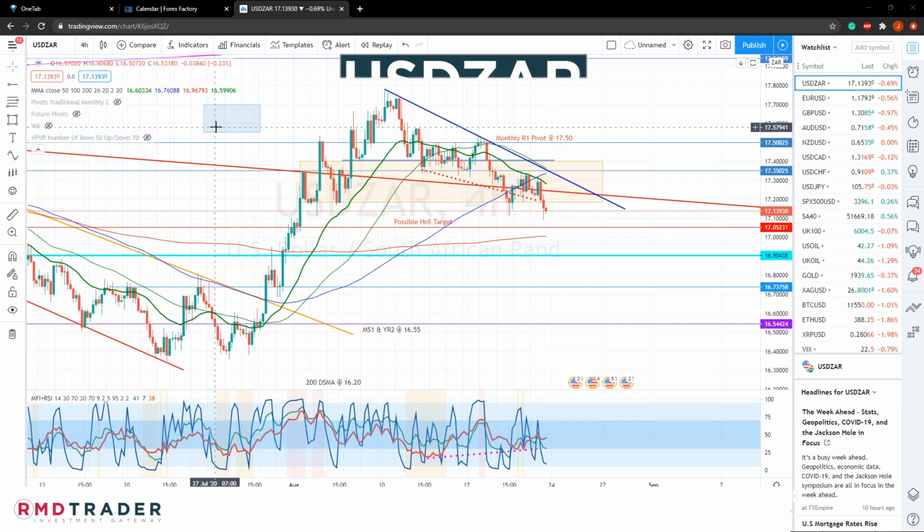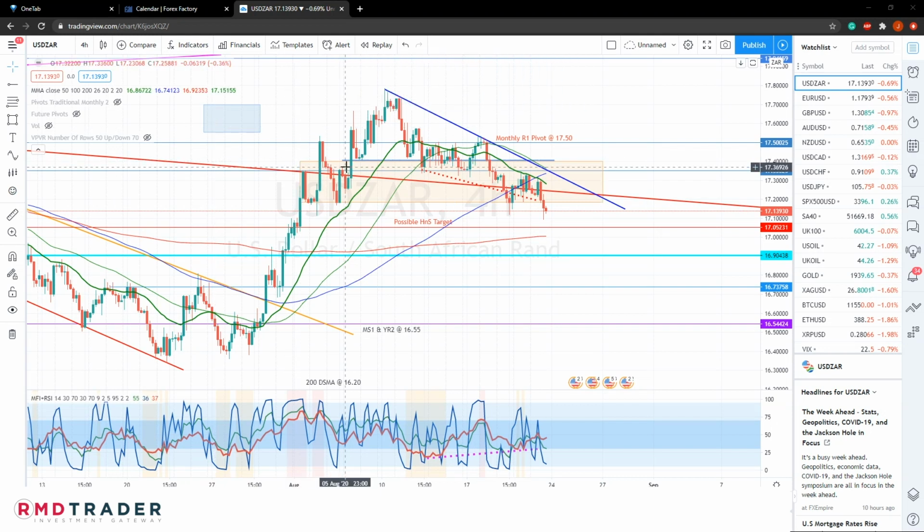Starting off the week with the US dollar to South African rand. We can see that the area that was previously our support area at 17 rand 35, and also the area between that and 17.40, used to be our area of support, and that area has now turned into resistance. As we can see, we have these highs now being rejected off of this level.